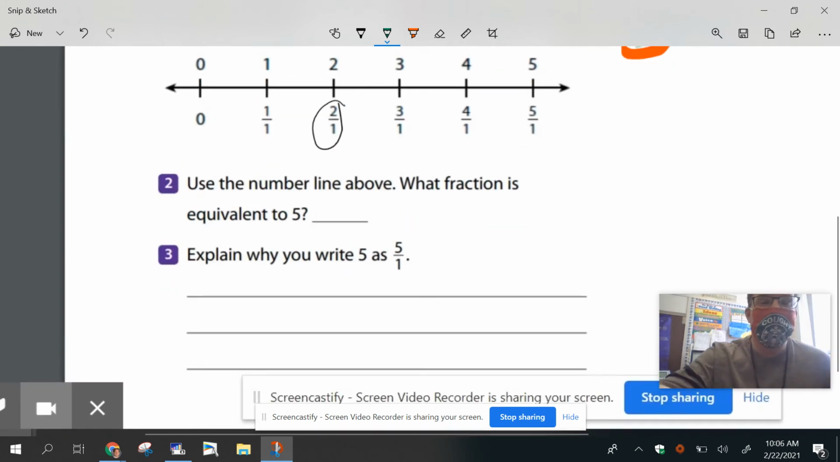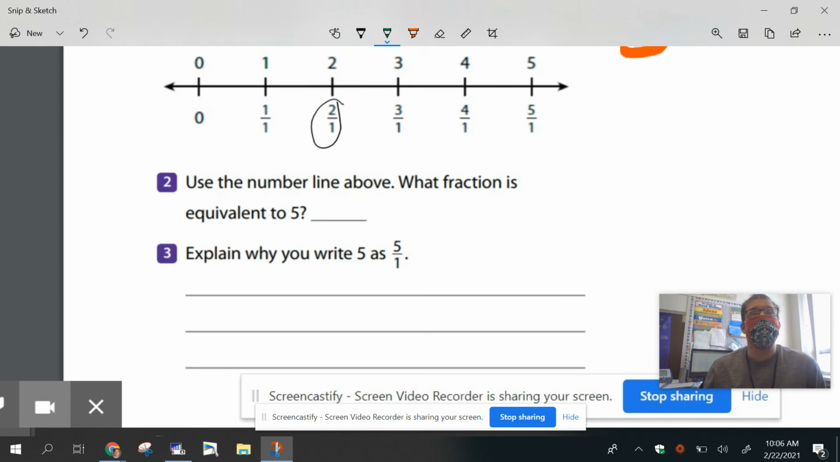Spot on. All right. Use the number line above. What fraction is equivalent to 5?